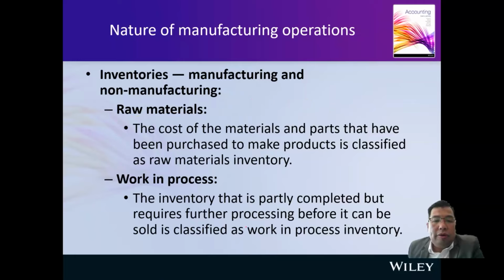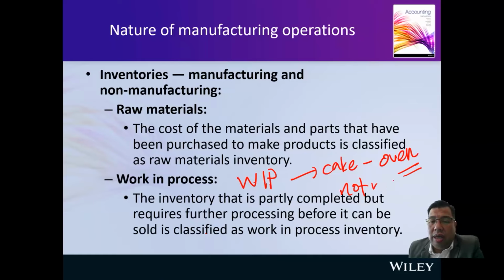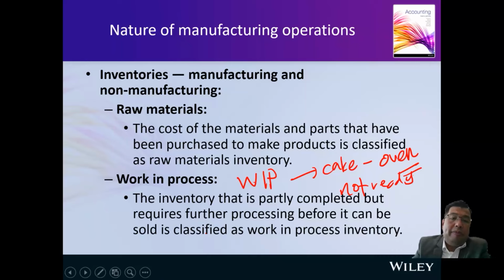Then work in process, the inventory that is partly completed but requires further processing before it can be sold, is classified as work in process or work in progress. So WIP is half-done raw material, half-done work. For example, if the cake is still in the dough or you just put it in the oven, it's not ready yet. It needs additional processing or additional time.